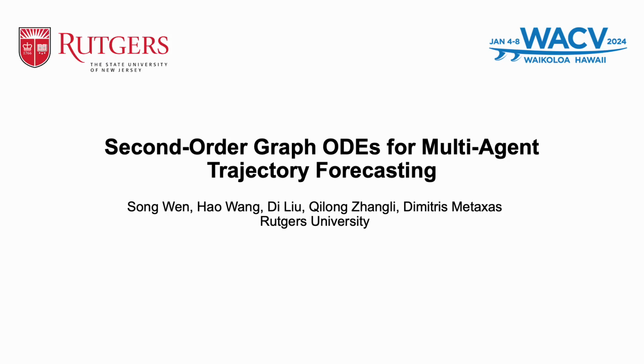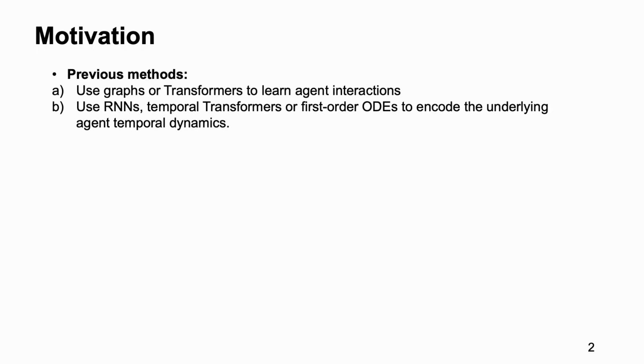Hello everyone, this is our work, second-order graph ODEs for multi-agent trajectory forecasting. Multi-agent trajectory forecasting is a challenging problem because agent interactions and underlying agent temporal dynamics jointly affect each agent in a nonlinear and complex way.